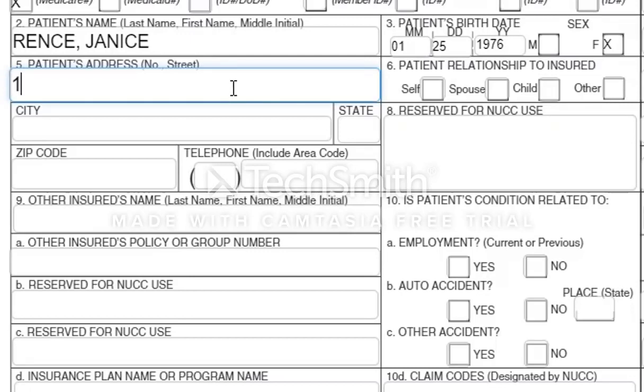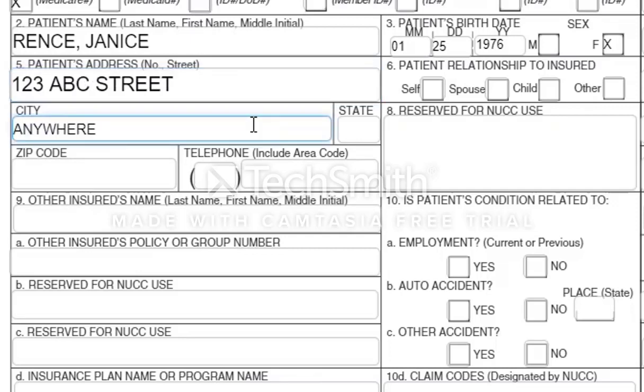Okay. So we will put their address. Make sure to spell it out completely. We can use the 2-digit abbreviation for the state and the 9-digit zip code if necessary. You can put that hyphen in. However, for the phone number, make sure to not include any punctuation.